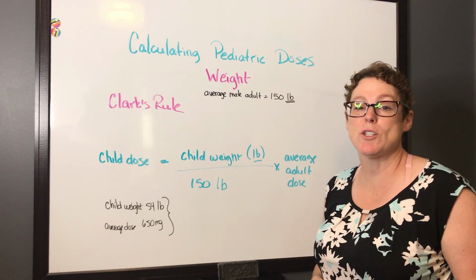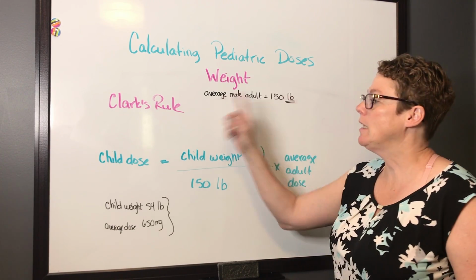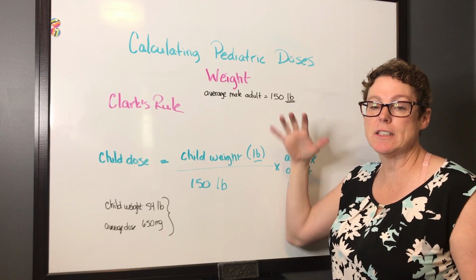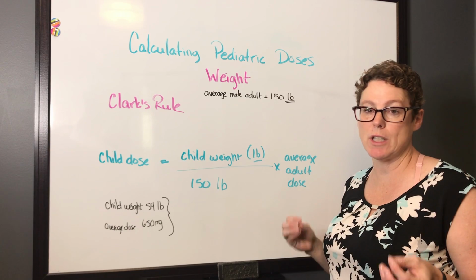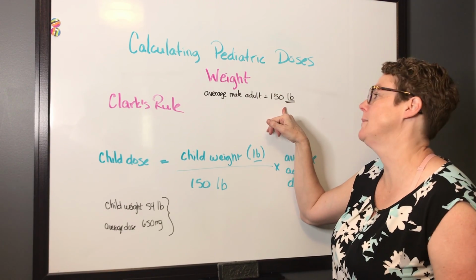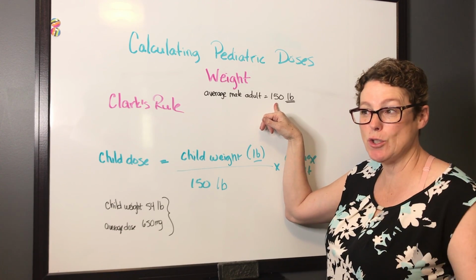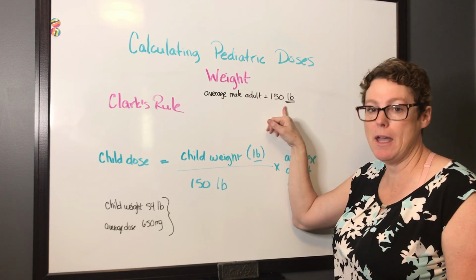So we can also use the patient's weight to make sure we have the correct dose for our patient. In Clark's rule, we're making the assumption that the average male adult is 150 pounds, and most pharmacological studies were done on males, and so that's why we use the average male weight. Okay, so this is the same number that we used for children's age. We used 150 months, so this time we're going to look at pounds though.